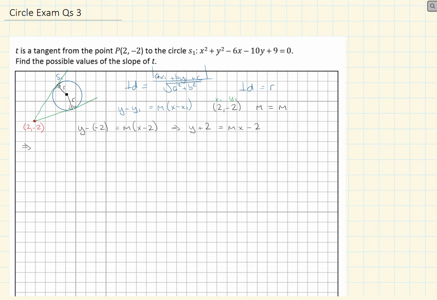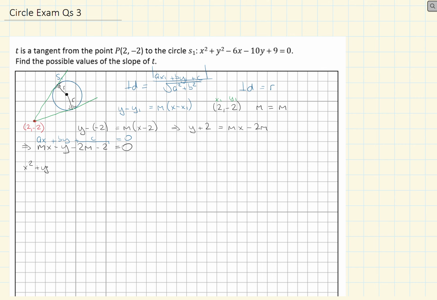We'll rearrange in the form ax plus by plus c for this formula. So we get mx minus y minus 2m minus 2 equals 0. Okay, so this is in the form ax plus by plus c. All of this is my c value.